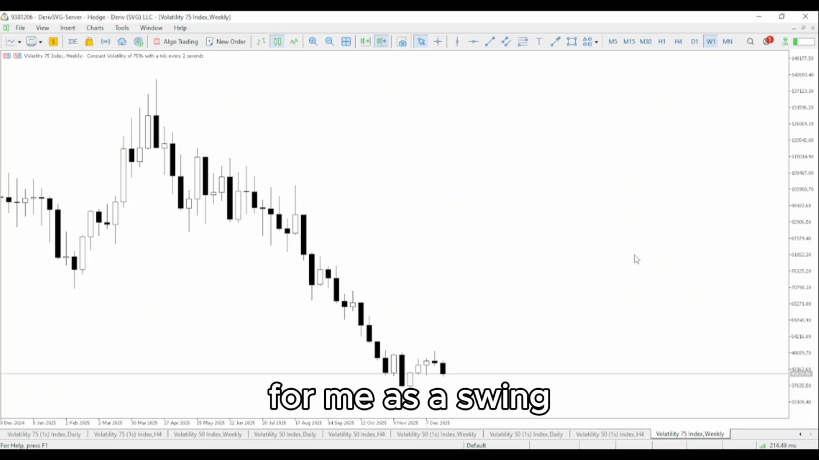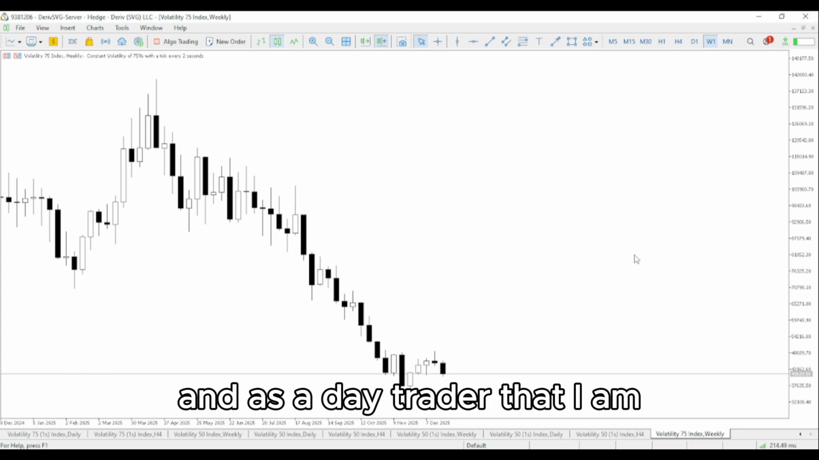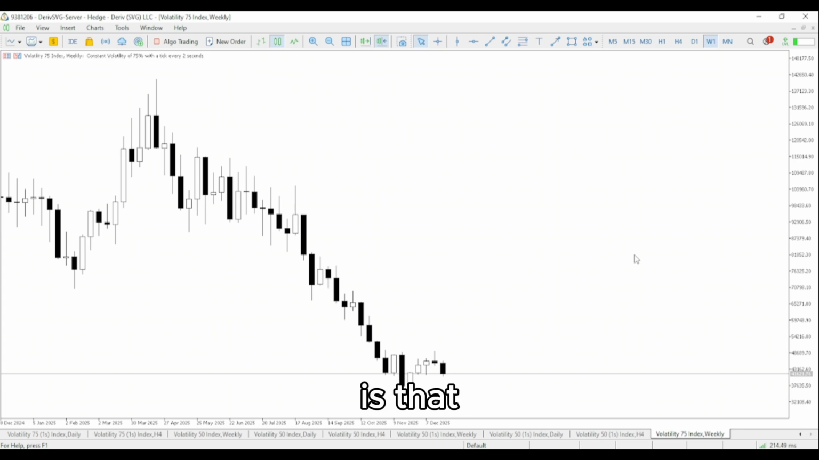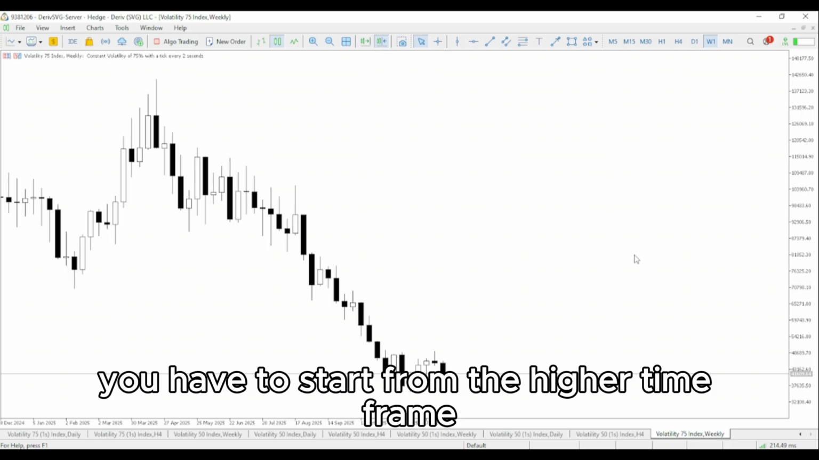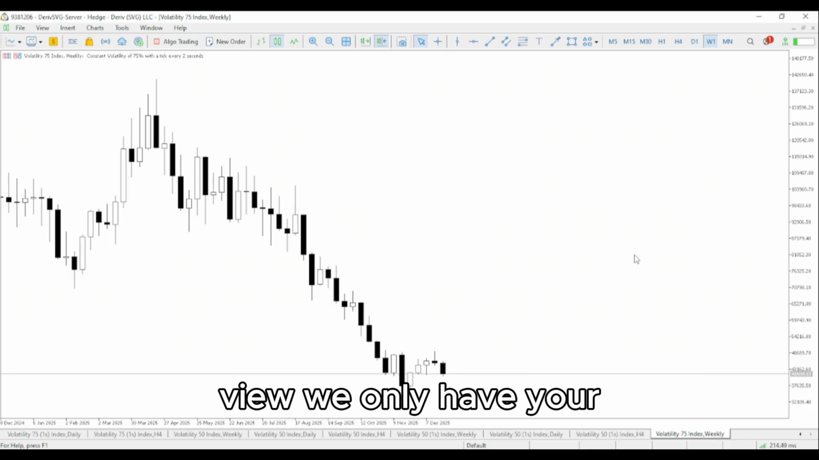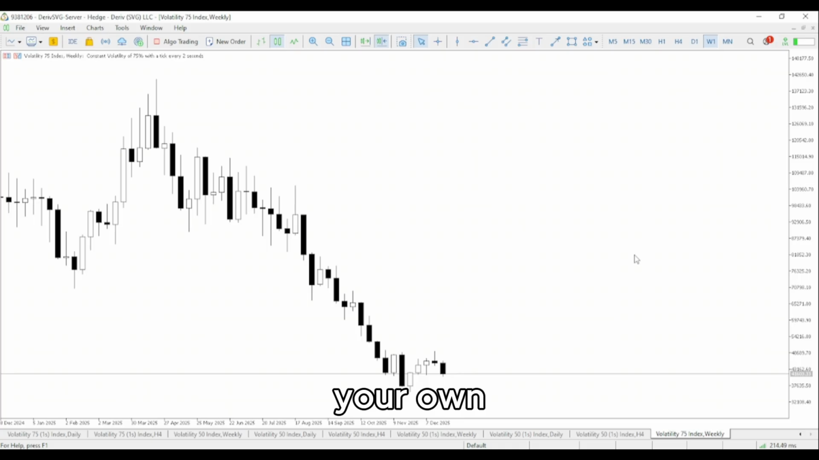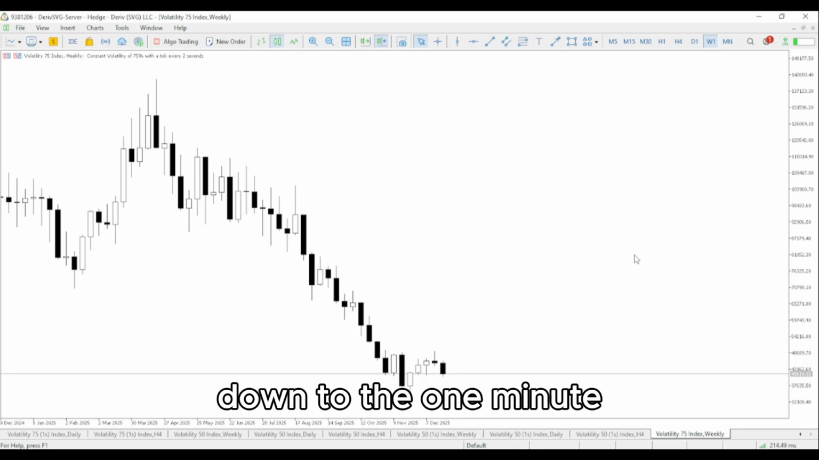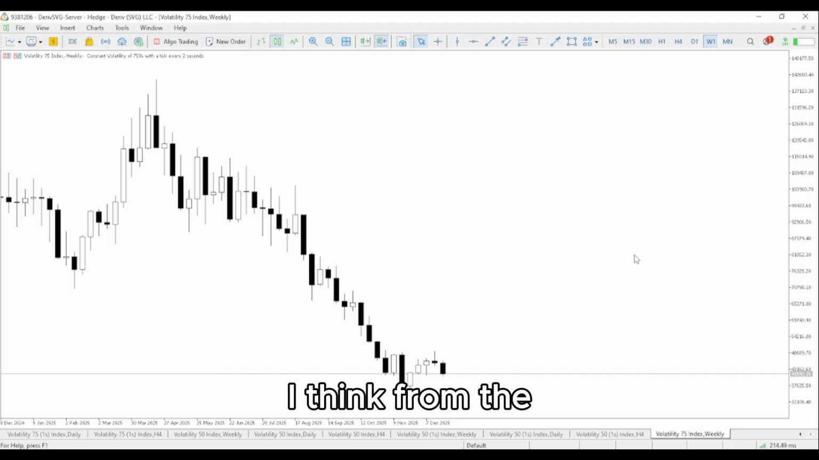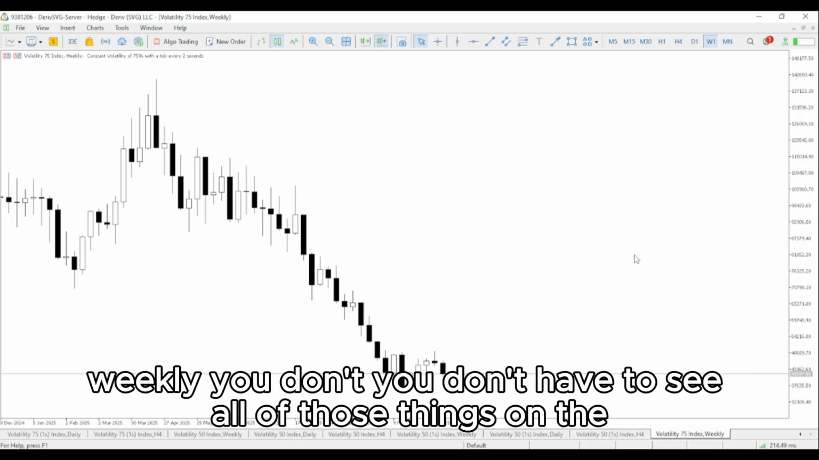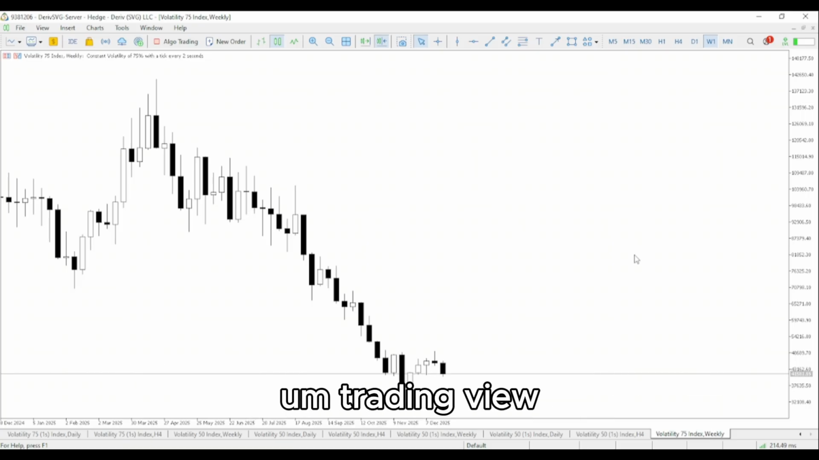So for me, as a swing trader and a day trader, the secret is that you have to start from the higher time frame. I know in TradingView we only have from the 24 hours down to the 1 minute time frame, and from the weekly you don't get to see all of those things. That's why I don't even like using TradingView. I just like using the MT5 app, because it gives me a proper structure of my time frame.